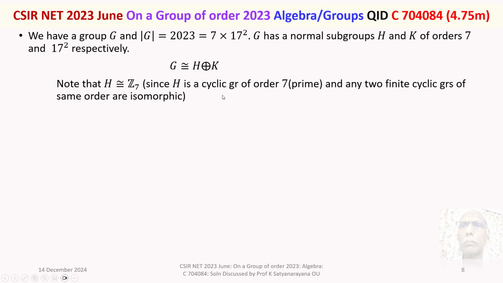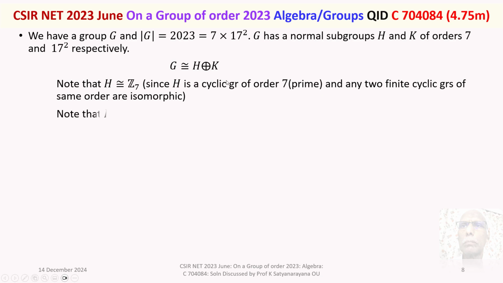Since H is a cyclic group of order 7, which is prime, and every group of prime order is cyclic, and we also know any two finite cyclic groups of the same order are isomorphic. H is cyclic, order 7. Z7 is of order 7 and it is cyclic. Therefore, they are isomorphic. Agreed.